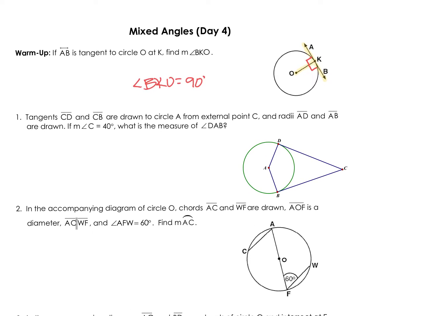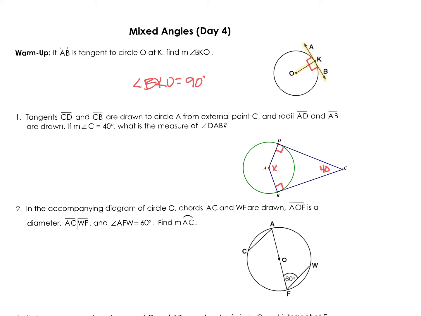All right, number 1. Again, we have two tangents drawn to a circle from an external point. We've got a couple radii in the picture, and angle C is 40 degrees. They want the measure of angle DAB. I'm going to put an X right there. So that rule is actually happening again here, where a tangent is meeting a radius. So we have a right angle there and there.